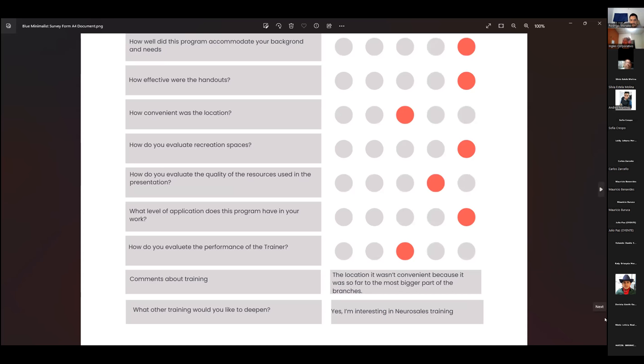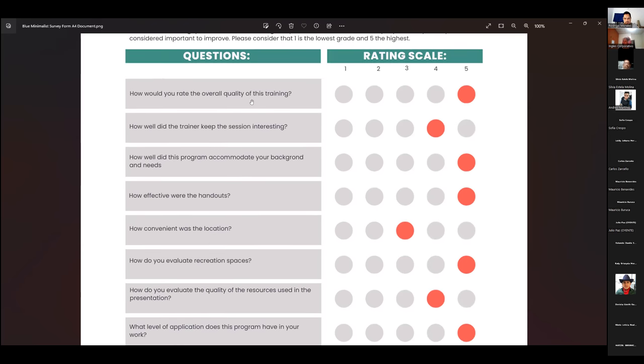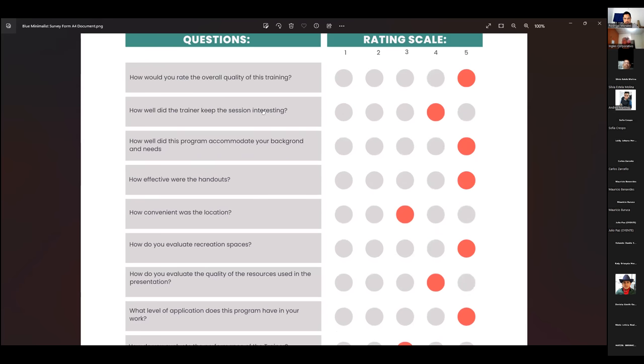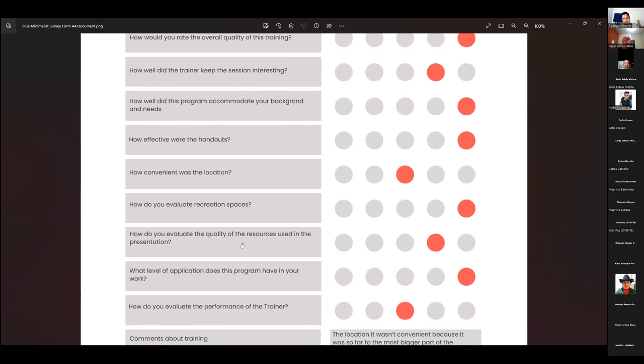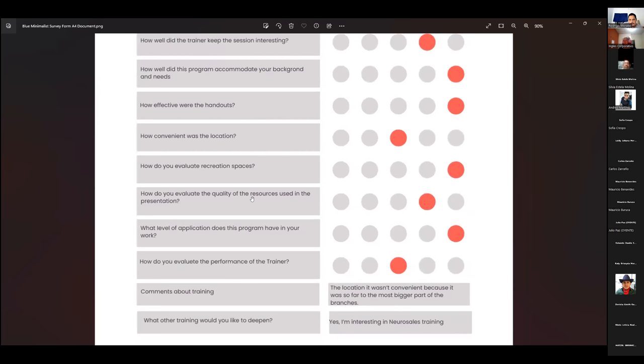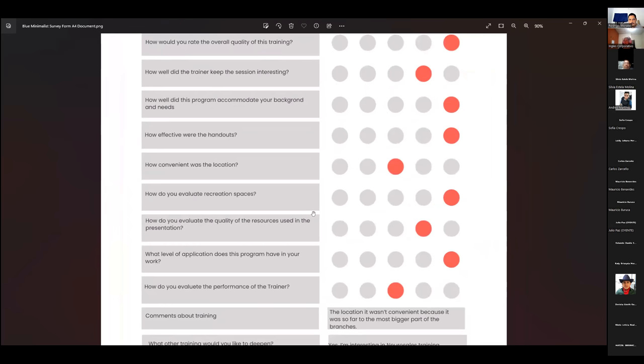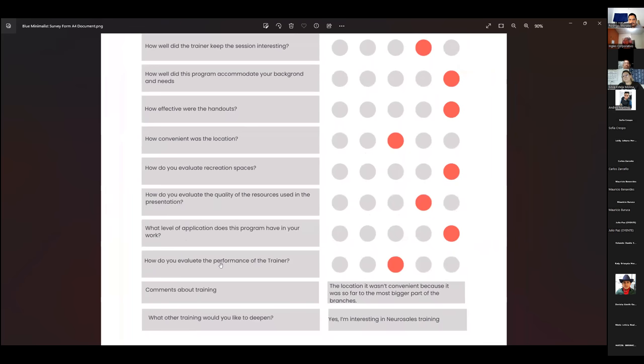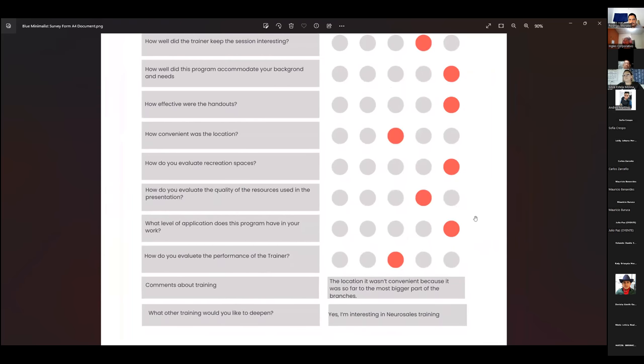And what other training would you like to deepen? Yes, I'm interested in neurosales training. And we have a couple more mistakes, because we have training with a missing letter and background 2. And I think we have another mistake in another word here, but I don't remember right now. Okay, but it's good because you recognize them. Yes, you can fix them. Really good, I like this template.